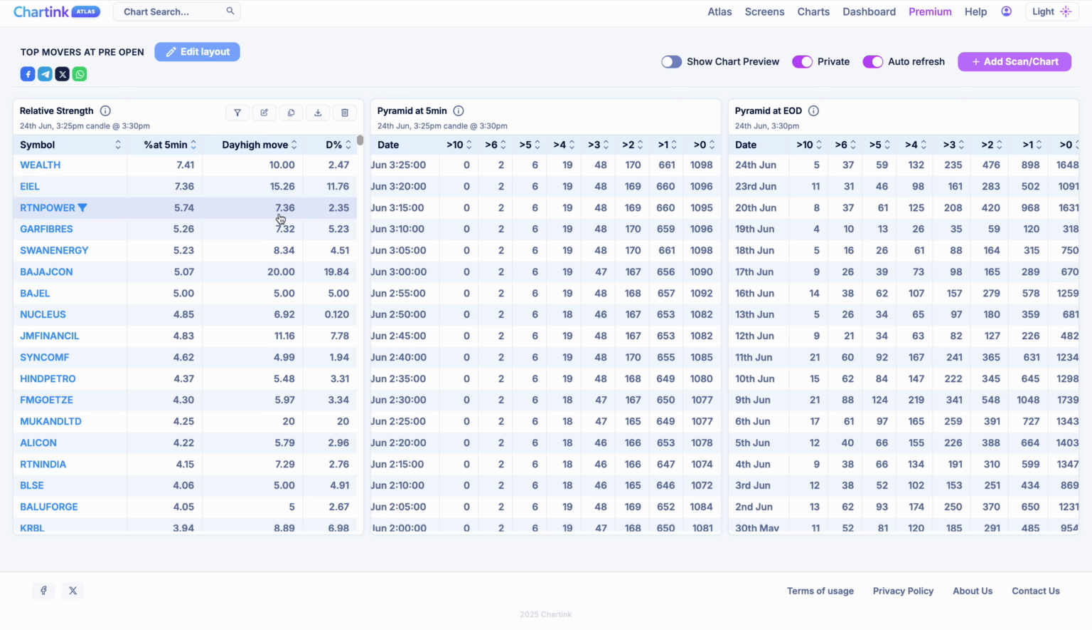Ratan Power went to 7 but closed below. Gharwale Fibers went to 5.7.3, then closed around the same place where it was at 720. Swan Energy went to 8.3, closed slightly below. Bajaj Con went to UC, but again closed slightly below. Okay, so from here, what you are looking at is, you can see that very clearly.